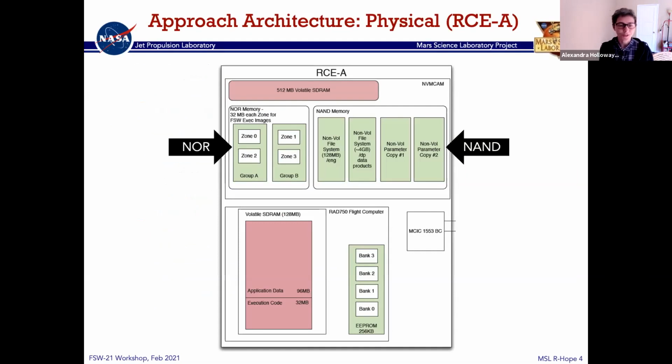A quick architecture. This is the physical RCE-A. I'm pointing out the non-volatile memory here. We've got the NOR memory on the left and the NAND memory on the right. The NOR memory is really small. We've got 32 megabytes for each of these 4 zones, and each zone holds a flight software executable image. And then for the NAND memory, we've got a lot more space, about 4 gigabytes, which holds the entire file system, the engineering partition, the data products partition, and the two copies of the non-volatile parameters. Next slide.